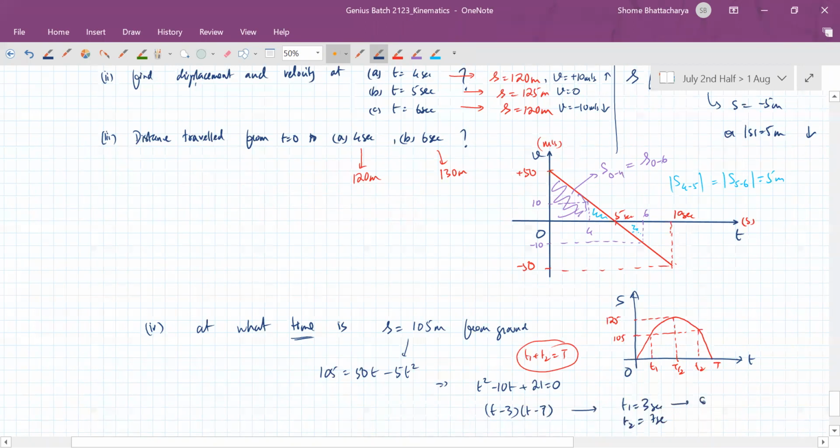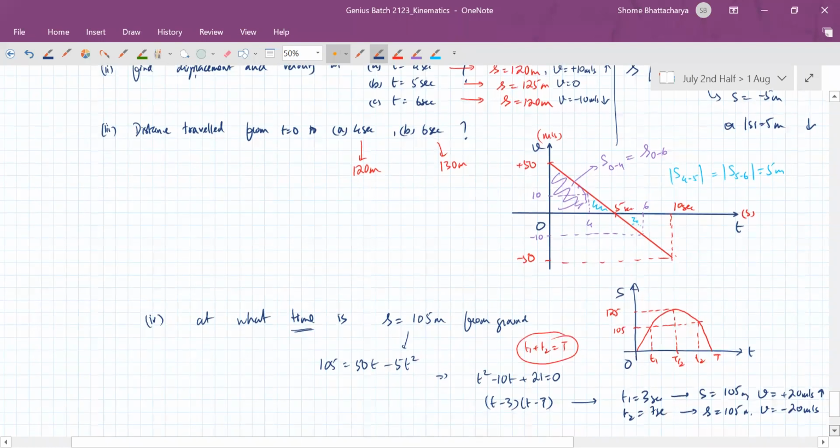So at T1, the displacement is 105, but you'll also see that the velocity is going to be plus 20, that is upwards. Whereas at T2, the displacement is again 105 meters, but the velocity will be negative, minus 20 meters per second. So that symmetry thing I was telling you about also works here. Now you're getting an idea of those type of questions.